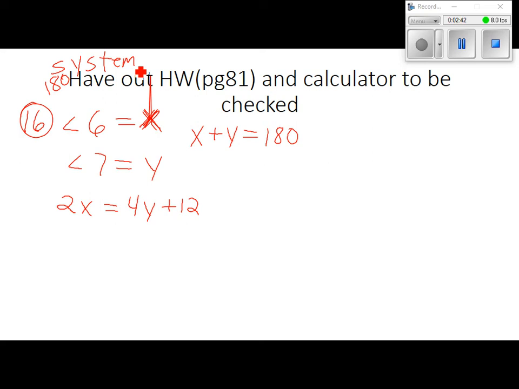The easiest way might be to get one of these variables by itself and use substitution. Anybody remember substitution? Which variable do you want to get by itself? Which one do you like the best? X. So what do I do to get x by itself? Minus y. So what's x equal? Notice I did a little thing there. I stuck it in parentheses because, using substitution, wherever I see x, what am I going to put in its place? 180 minus y. So right here I'm going to stick in 180 minus y.